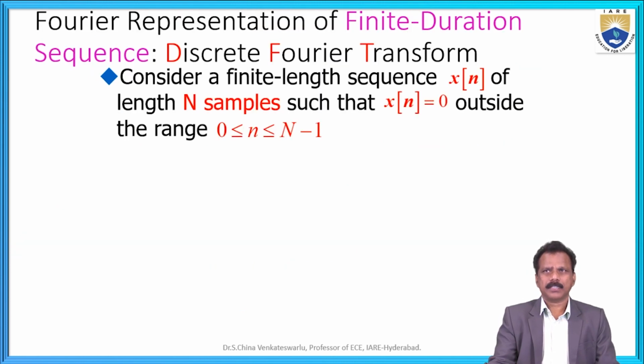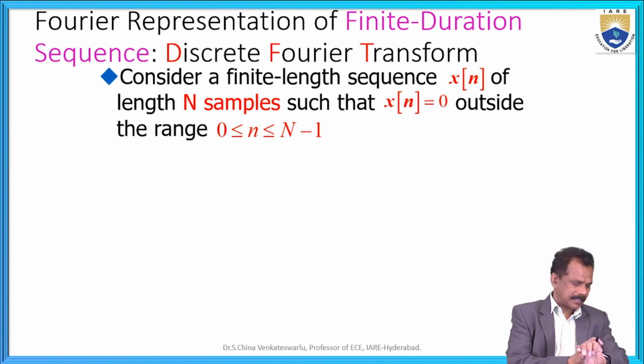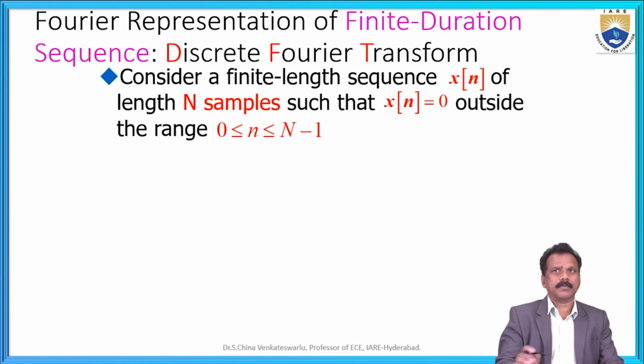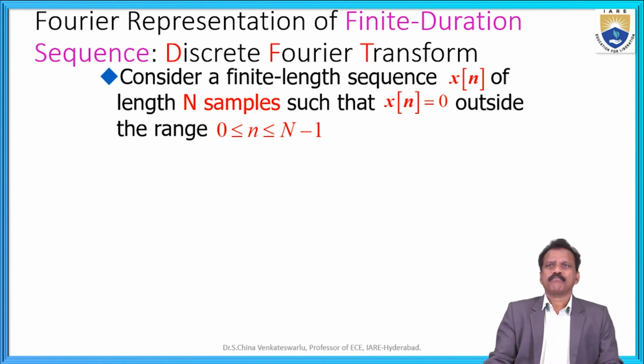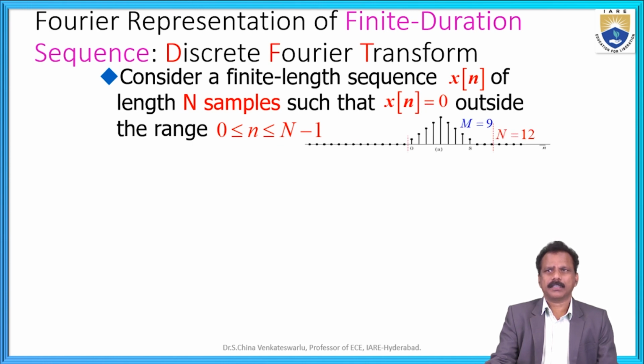So, the Fourier representation of finite duration sequences: the discrete Fourier transform. Consider a finite length sequence x(n) of length N samples, such that x(n) is equal to 0 outside the range 0 less than or equal to n less than or equal to N minus 1. You can consider here n versus x(n).